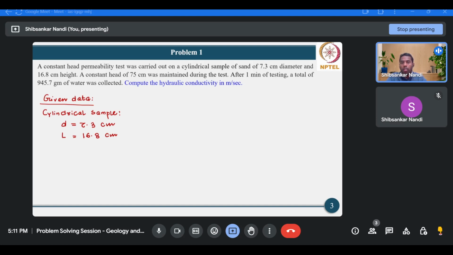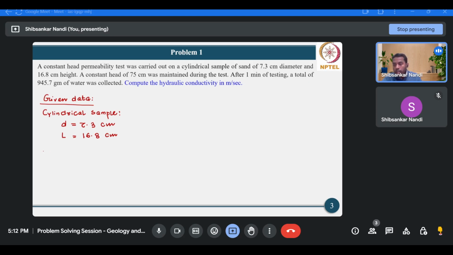However, for this kind of test you should keep in mind that this type of test is basically suitable for coarse grained soil where we can maintain a constant head and a sufficient amount of water can be collected over a specific time span. For example, here the time span is 1 minute of testing, and the amount of water which was collected is 945.7 gram.